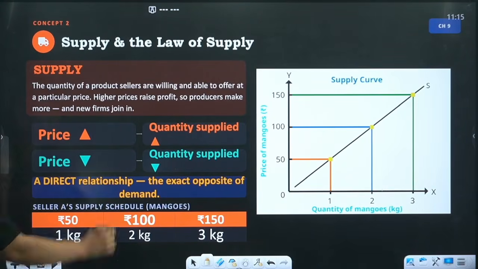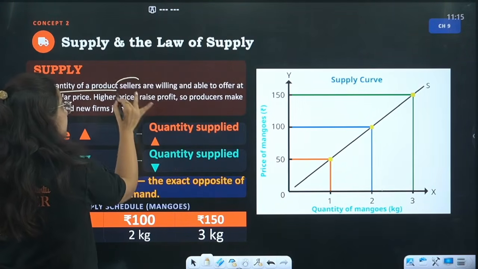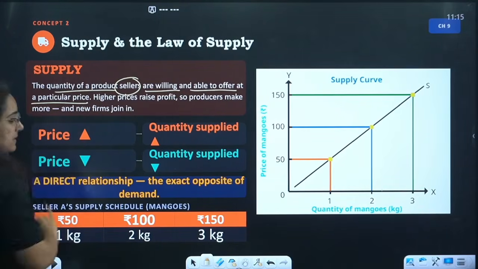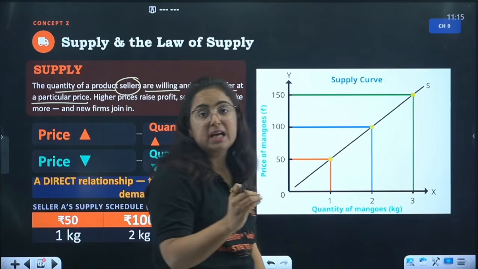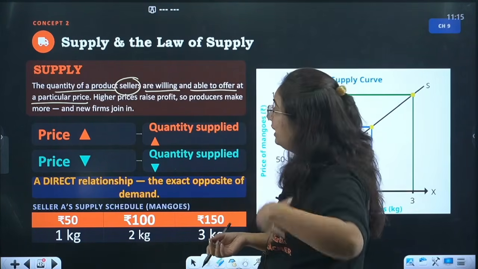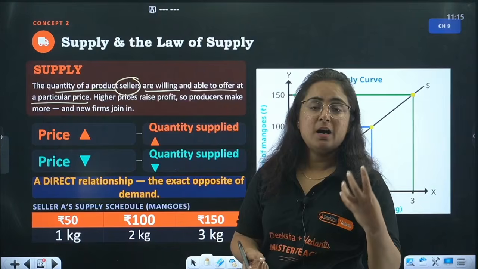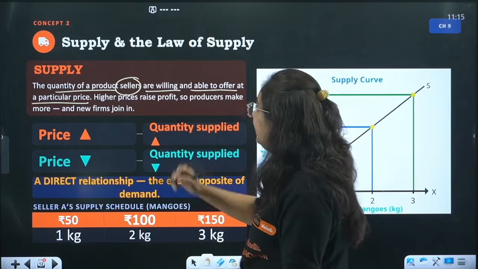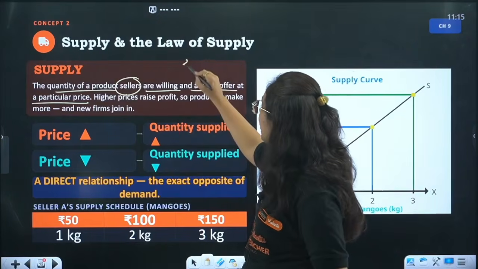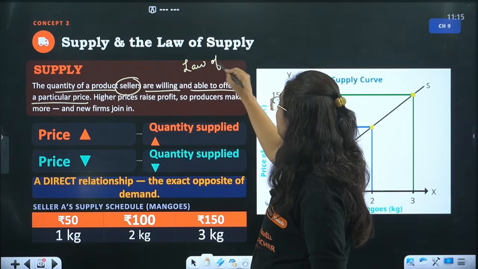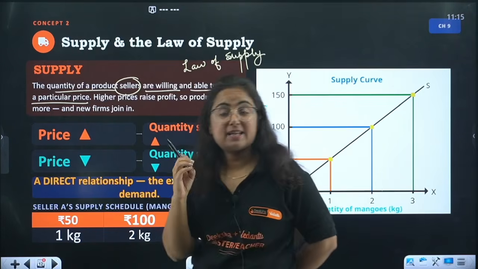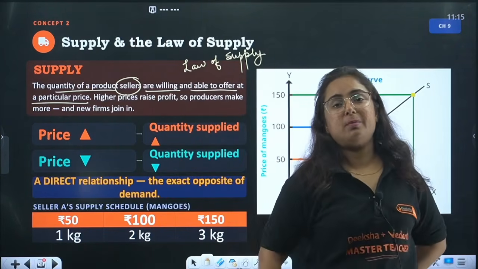It is just the quantity of product that the sellers are willing and able to offer at a particular price. So basically, what is supply? When the sellers are able to as well as willing to make the product at a particular price, then it is known as what? Supply. But here, along with the supply, linked is what, beta? Law of supply too. Okay, law of supply, which is actually different from the demands.